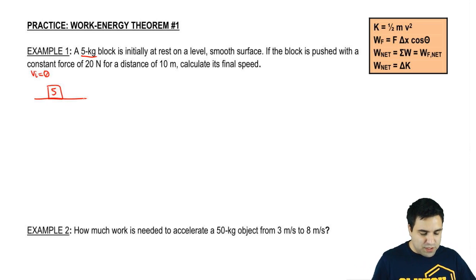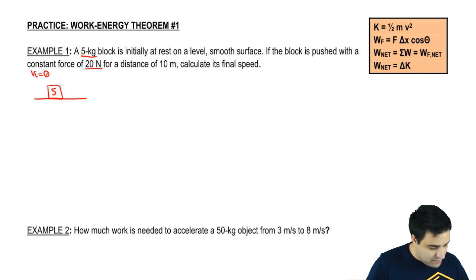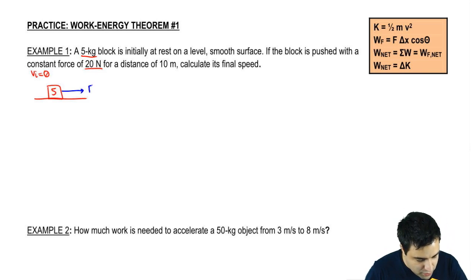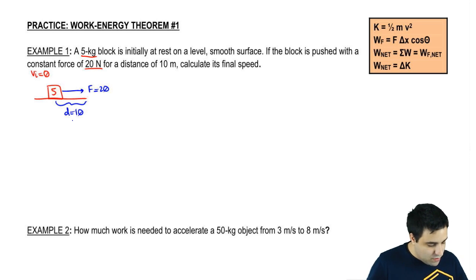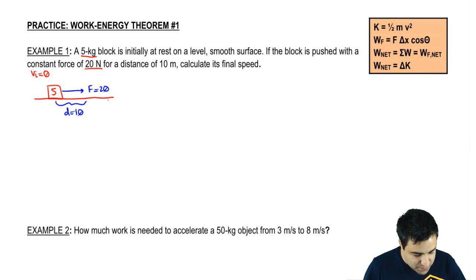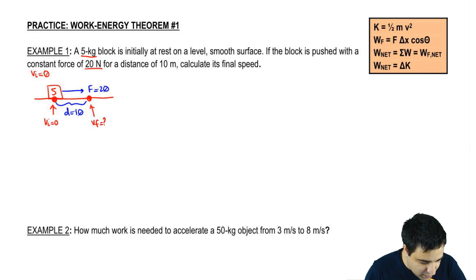If the block is pushed with a constant force of 20, so I'm going to draw that as a pull. I'm going to call that F equals 20 for a distance of 10. So distance of 10, I want to know what is its final speed. So over here, it has a velocity initial of 0. I want to know after pulling it for 10, what is its final velocity.